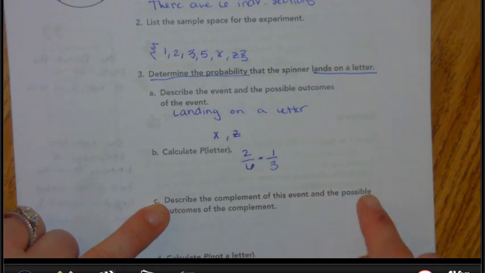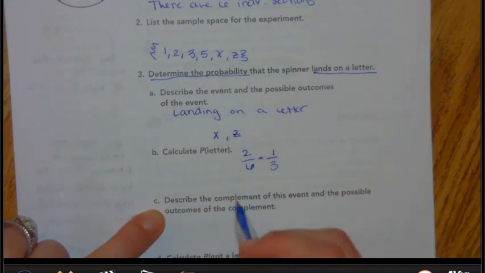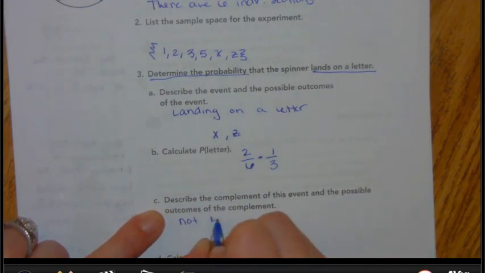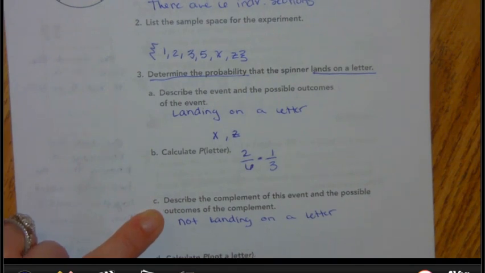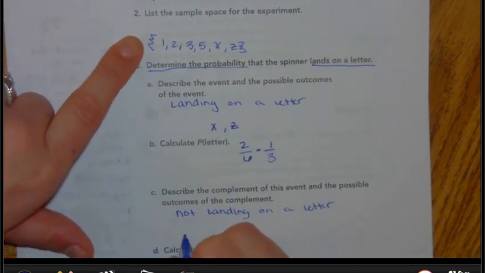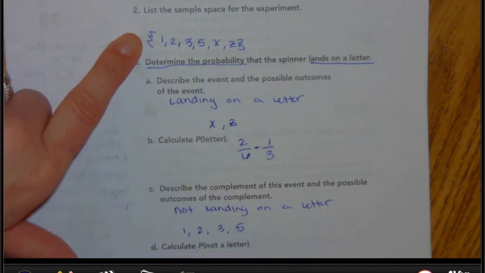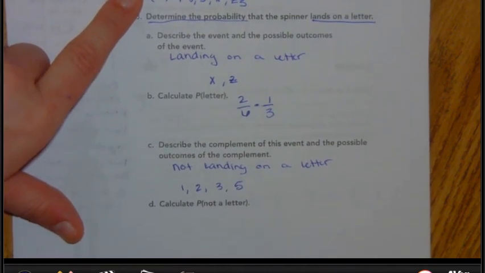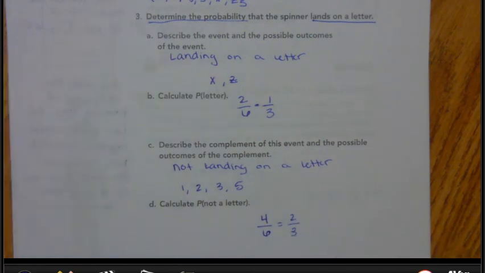Determine the complement of this event. So if the event is landing on a letter, what's the complement of that event? Not landing on a letter. And what are all my possible outcomes of not landing on a letter? 1, 2, 3, and 5. So how many total outcomes do I have? I have 6 in all. And how many times could I land on something that's not a letter? 4. And that can be reduced to 2/3.